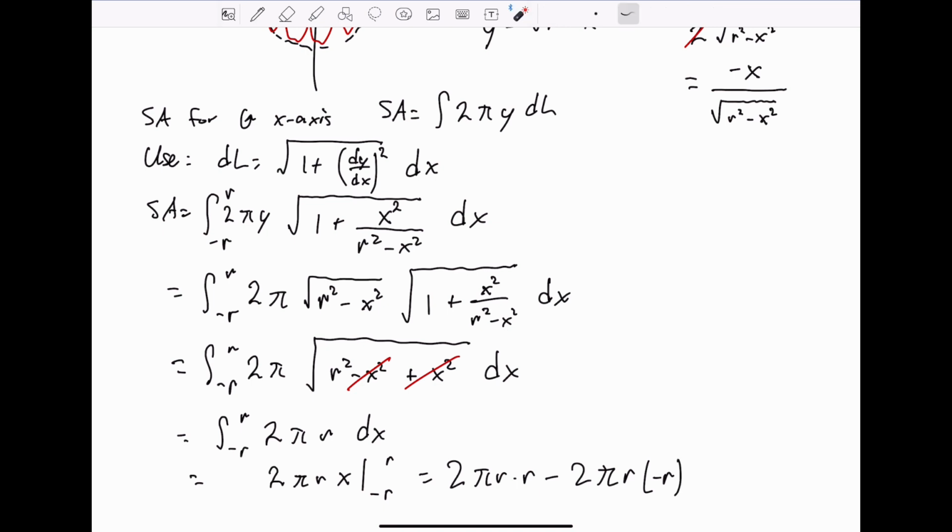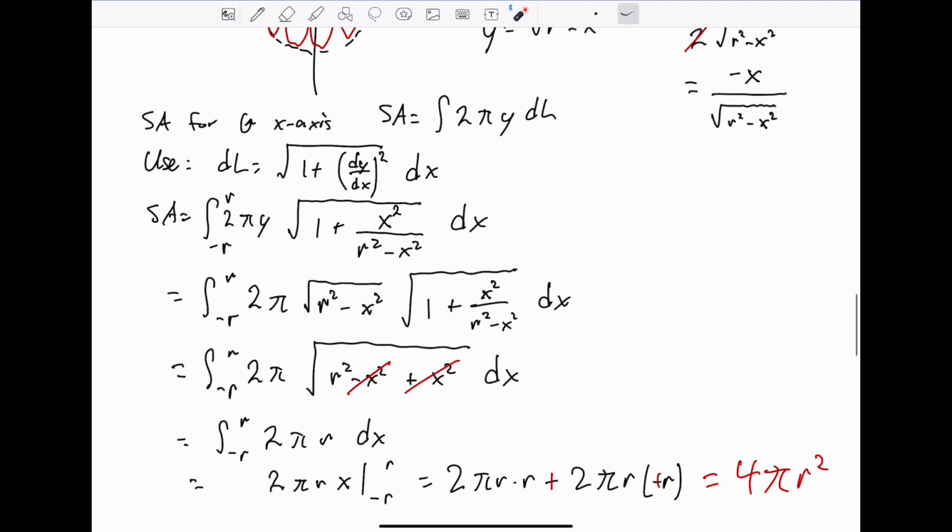Well, if we have negative times negative, that becomes a positive, so we can make that positive. And we have 2 pi r squared plus 2 pi r squared. That is 4 pi r squared. We just proved, using calculus, that the surface area of a sphere of radius r is 4 pi r squared. I think that's super cool.